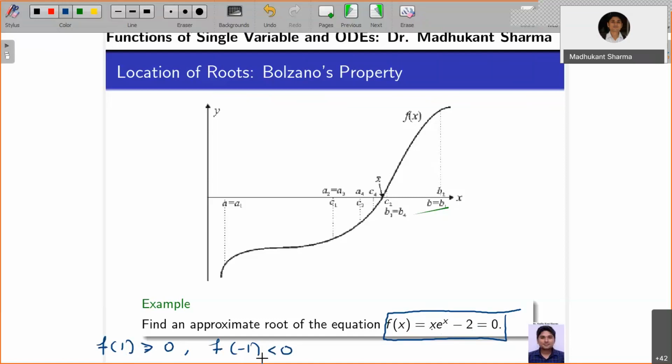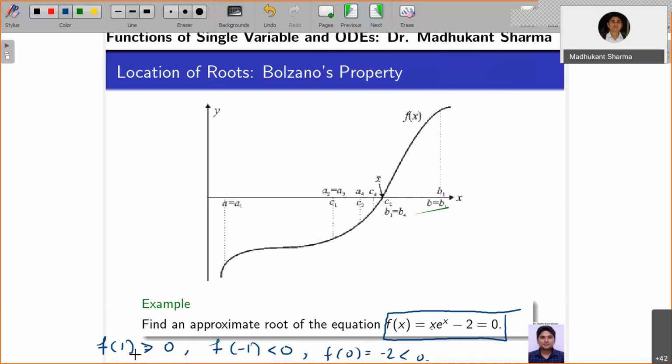We can start with 0 only now, sir? Yes, you can start with 0 as well. f of 0 is, yes, minus 2. You can start with this also. The interval 0, 1 also you can start with. And then it will take only one step.